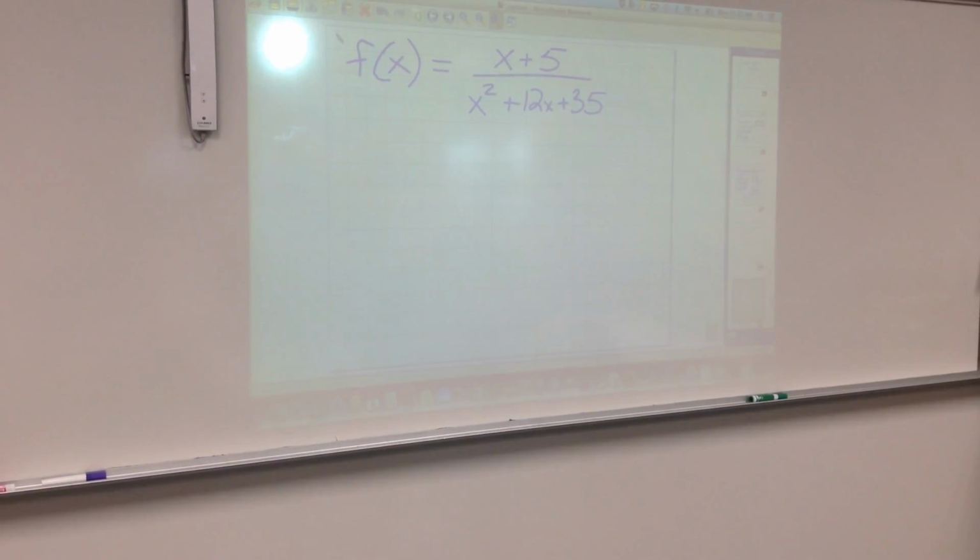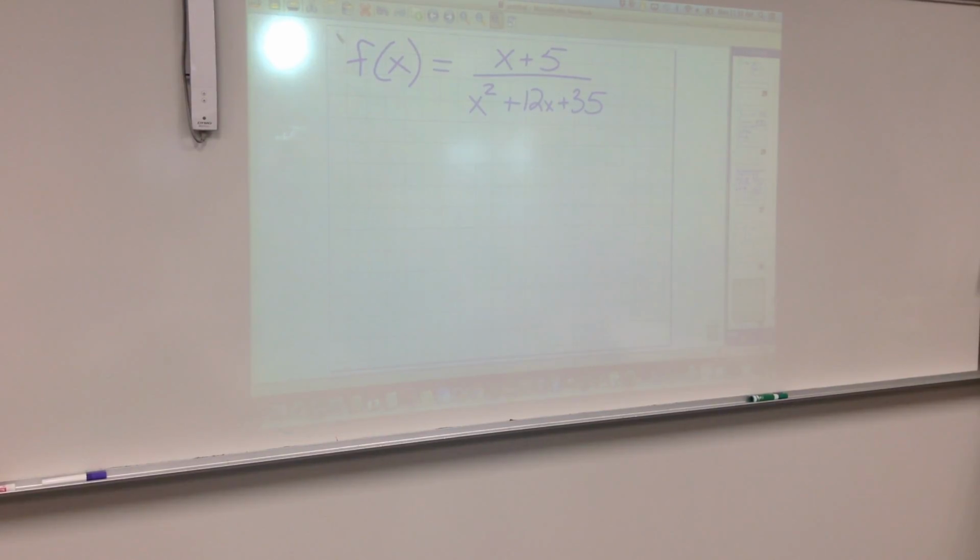Alright, so why is this a rational function? Why is it not a linear function? Why is it not a quadratic? Okay, thank you. Yep. Why is it a rational function? Julia said because it's a fraction. It's a ratio, right? It's a rational function because it's a fraction.